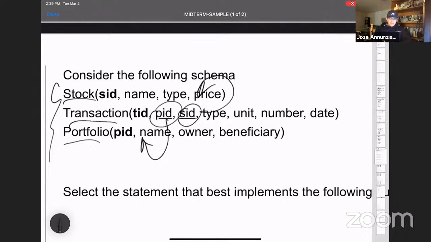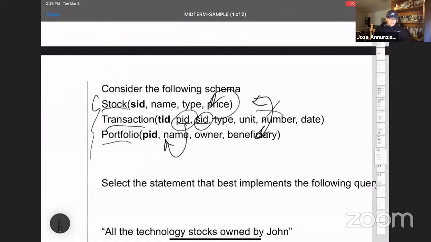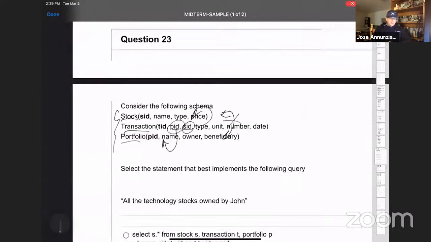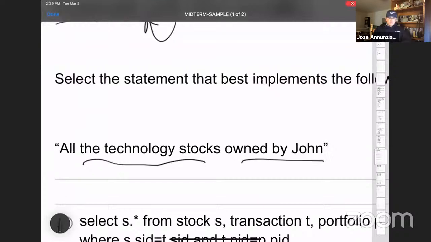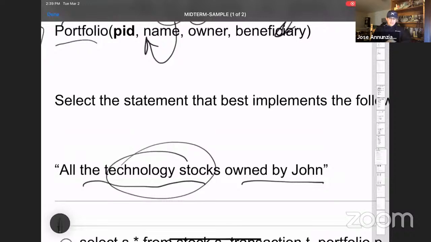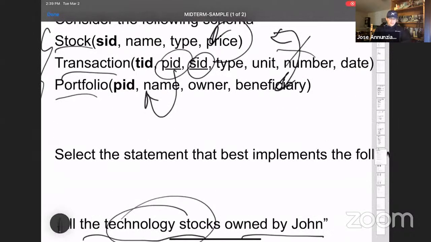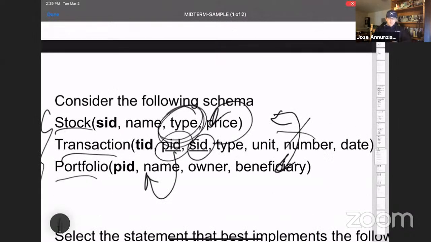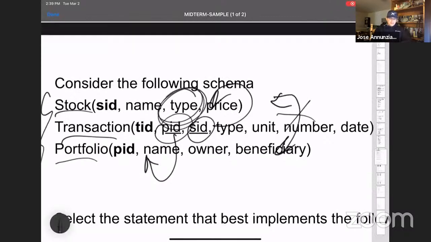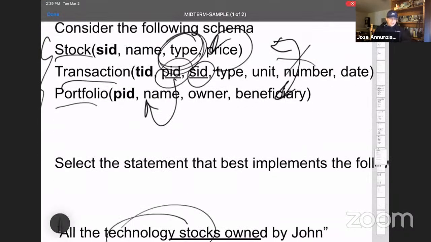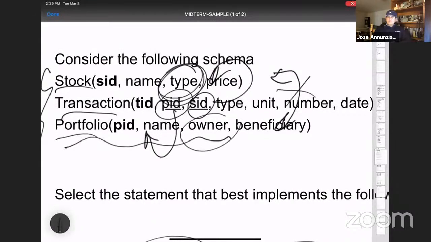And there doesn't seem to be any way of getting between the two, right? There's no navigating between stocks and portfolios, only through transactions. So the question is, are all the technology stocks owned by John? The technology stock is probably about a type, the type of the stock. And the owned by John probably has to be some kind of portfolio that has an owner equal to John.